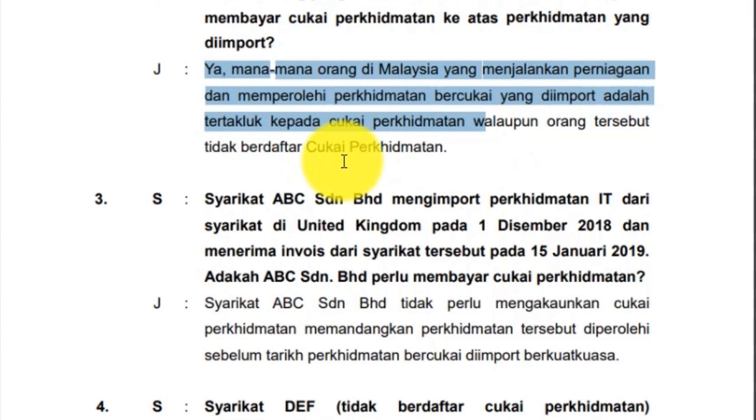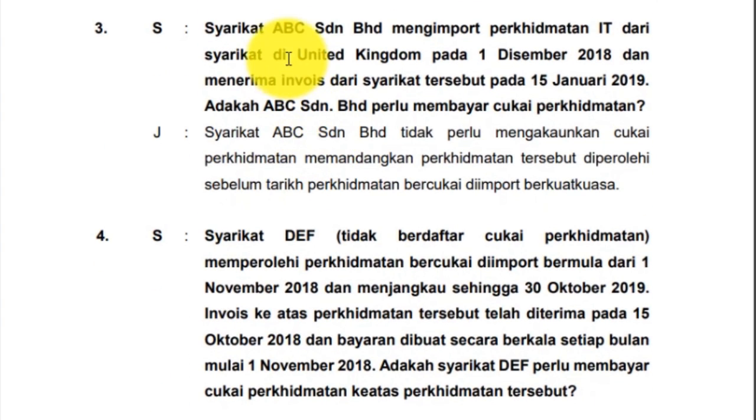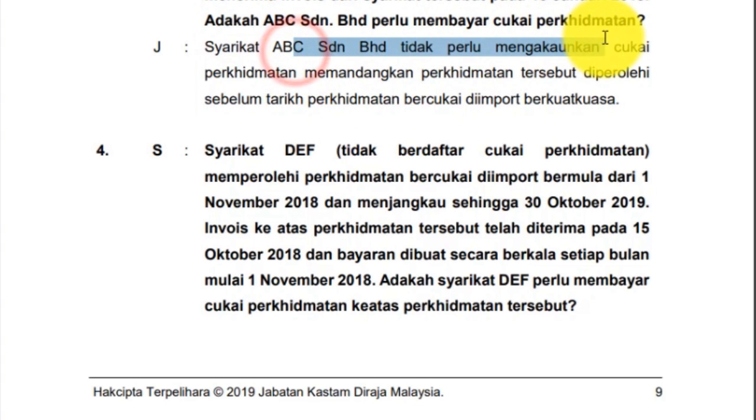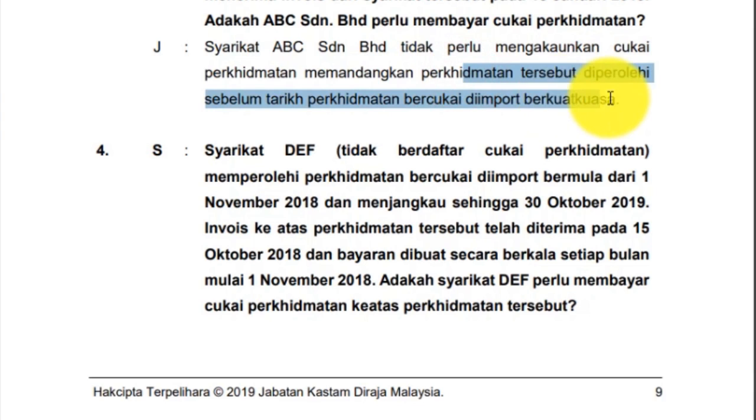Anyone that is non-SST registrant, if you do have the importation of taxable service, you need to calculate, declare, and pay. Okay, it's very straightforward. ABC company imports IT service from a UK company on 1st of December and receives the invoice on 15th of January. So does ABC company need to pay the service tax? The answer is no, because the service was before the act happened, meaning that it's before 1st of January 2019.